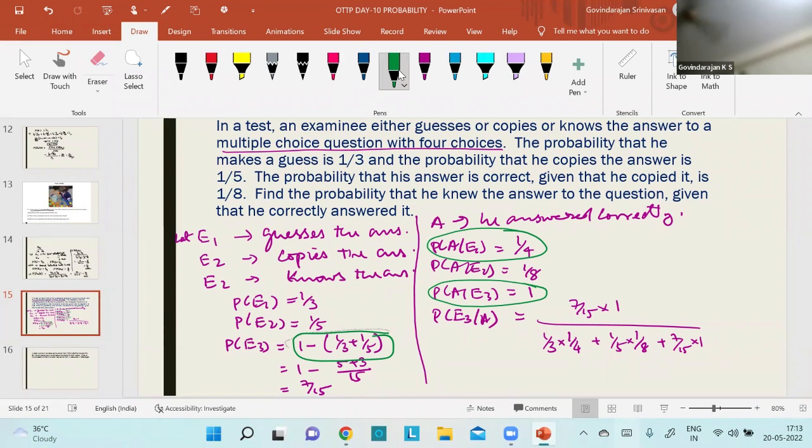Because they will try to manipulate the numbers, what is given, and just apply the formula. They will know only the formula and apply it. They will not understand the question. So ask them to read the question 3, 4 or 5 times until they understand, and then what they are asking, what is the base of the question. With a multiple choice question, the chance of guessing is 1 by 4. They should know this fact. If they know that, they can handle this problem very easily and get the full score.